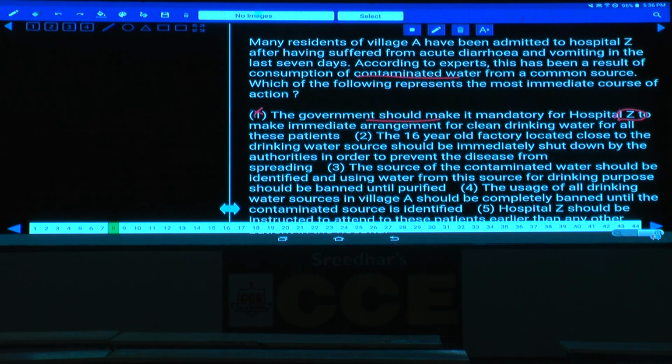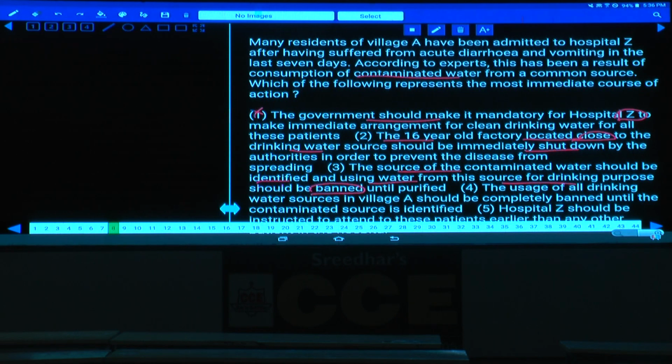Second one, the 16-year-old factory located close to the drinking water source should be immediately shut down. It is a negative course of action because first we should ensure whether this is the reason for the impurity of this water or not, isn't it? If because of this company the water is being impaired, then you have to take this decision. But without knowing this, we cannot take a decision. It is a negative course of action. Now the third one, the source of the contaminated water should be identified, and using water from this source for drinking purposes should be banned until purified, isn't it?